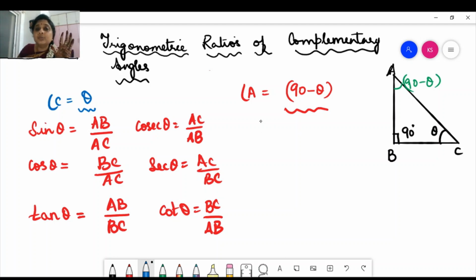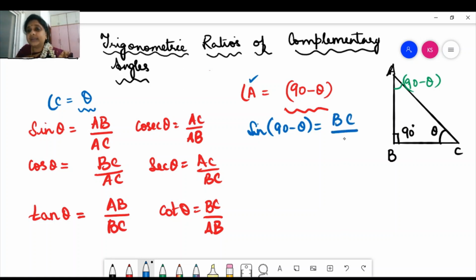Now we'll move on to find the trigonometric ratios of this angle A. So what is sine of A, or sine of 90 minus theta? The angle is here. Sine of 90 minus theta: the opposite side to that is BC, that's the perpendicular, divided by the hypotenuse, that's going to be AC again.